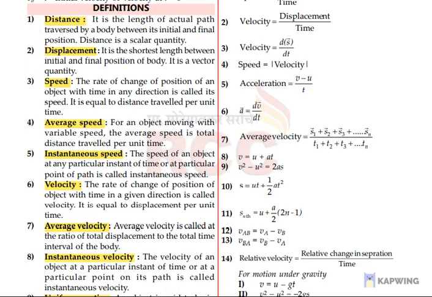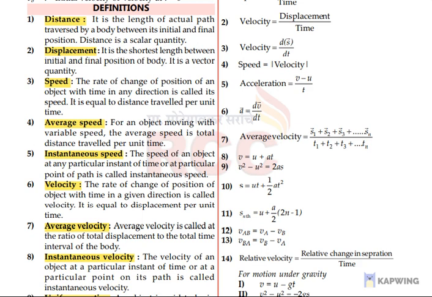Now let's see the definitions in this lesson. First, distance. It is the length of actual path traveled by a body between its initial and final position. Distance is a scalar quantity.